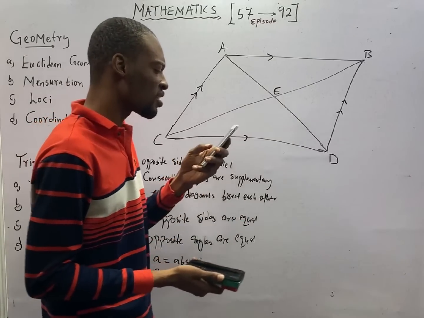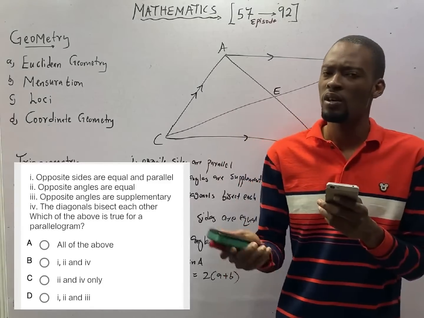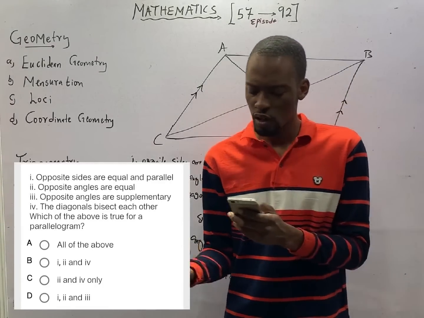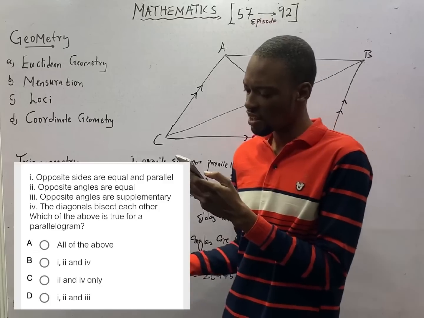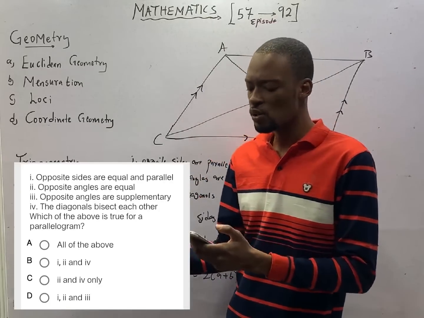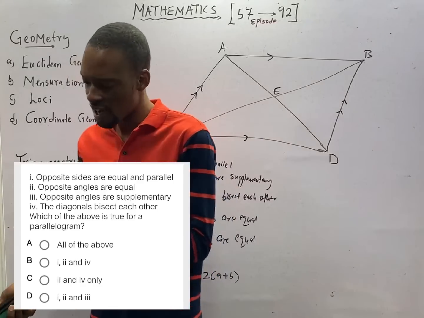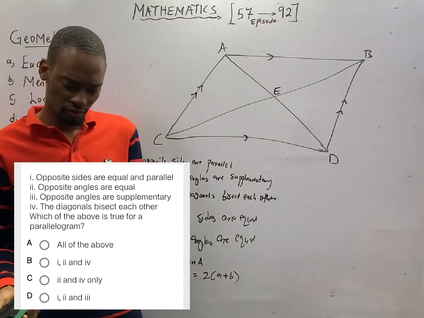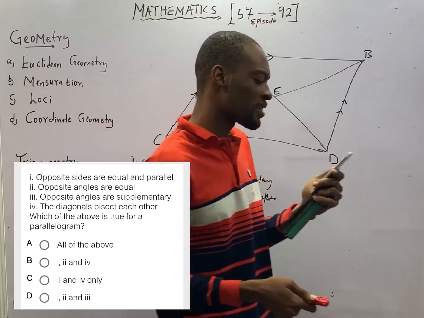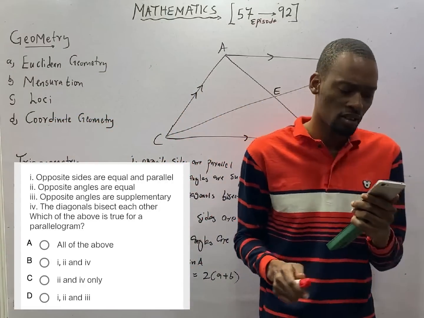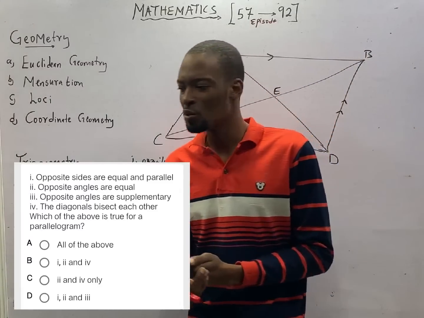We are told that Roman figure 1, the opposite sides are equal and parallel. Roman figure 2, opposite angles are equal. Roman figure 3, opposite angles are supplementary. And Roman figure 4, the diagonals bisect each other. Which of the above is true of a parallelogram?